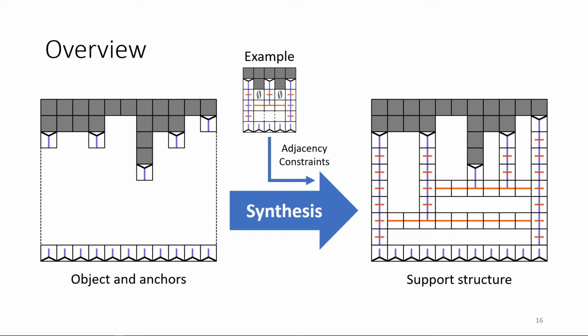The algorithm takes a voxelized object as an input, shown here on the left, mainly consisting of object labels and anchor labels, marking the points to be supported. The rest of voxels are either empty or ground. Using the adjacency constraints extracted from the example model, we synthesize a support structure that properly supports the object, while avoiding collisions with it. A possible support structure that could be generated by this synthesis process with this set of adjacency constraints is shown here on the right. Let us focus on the synthesis process now.